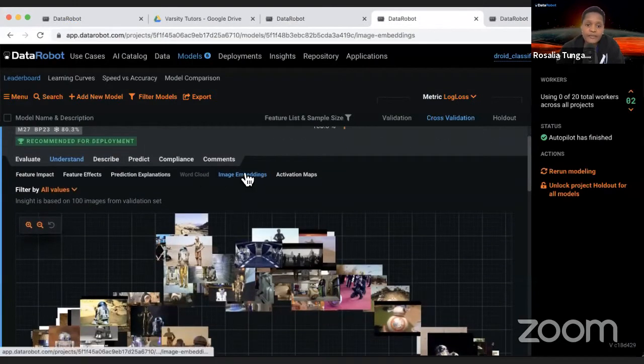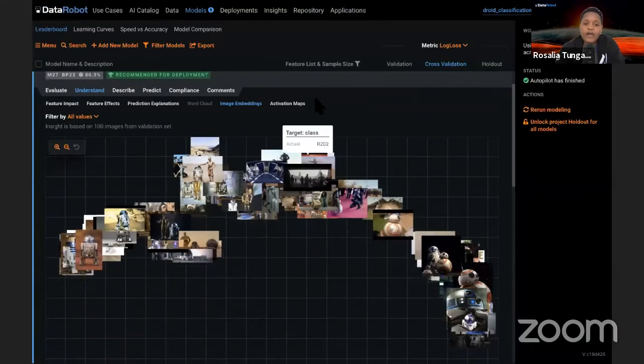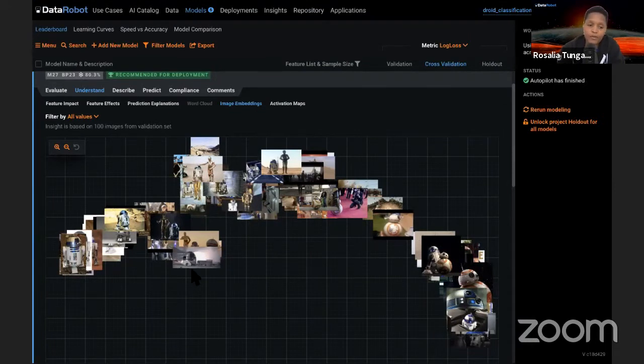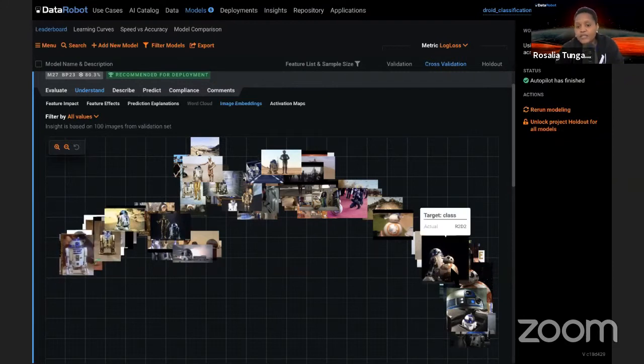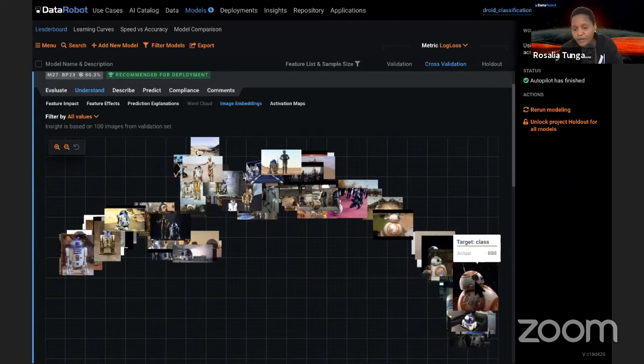Essentially, let me enlarge this. What you see with our image embedding is that DataRobot now displays the images that it worked on, a sample of them. And you can see what this particular model considers to be similar images. One nice thing that you can see with this image is that the R2-D2s are concentrated towards the left of this display, and then the BB-8s tend to be concentrated towards the right of this display.